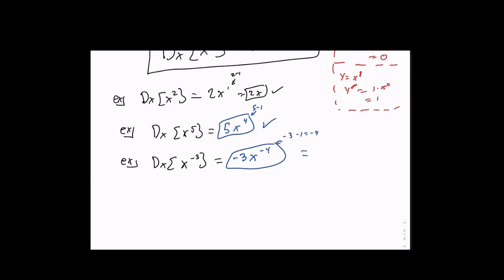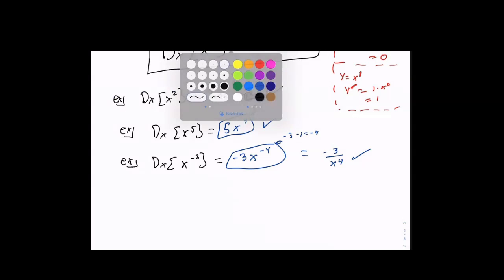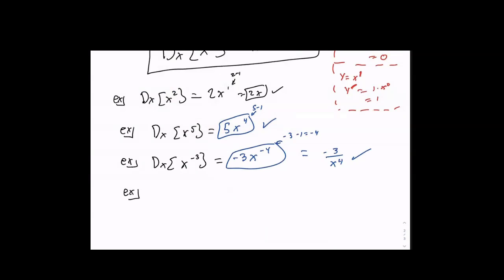Now, it is okay to write this answer as negative 3 over x to the fourth. You should be comfortable seeing that these two are equivalent. We have to make sure these are equivalent because of multiple choice problems. Next example. Now we're improving our algebra skills, which becomes more and more important. What is the derivative of 1 over x to the sixth?